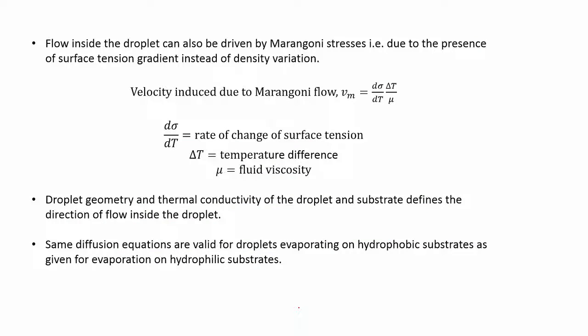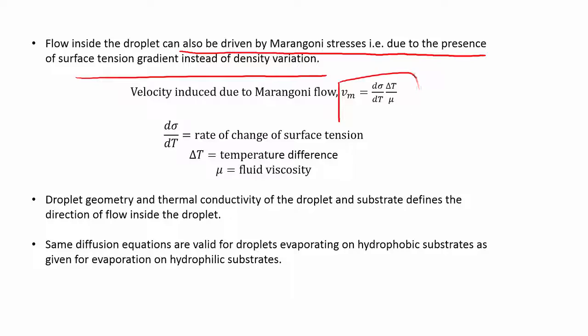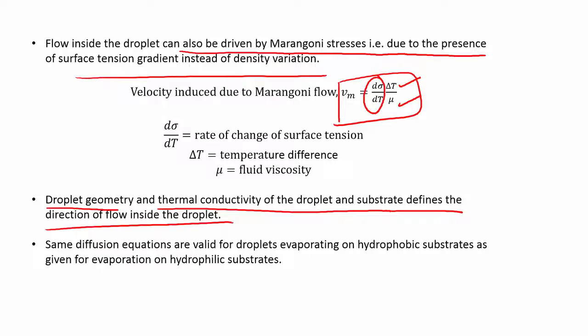Now, as I said, the flow inside the droplet can also be driven by Marangoni stress due to the presence of a surface tension gradient instead of density variation. That can also happen, for example, if you heat the droplet from underneath. The velocity that is introduced by Marangoni stress is given by the gradient of the surface tension with temperature, the temperature difference, and the fluid viscosity. So, the droplet geometry and the thermal conductivity of the drop and the substrate define the direction of flow.